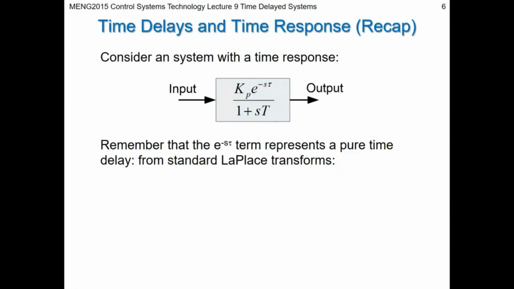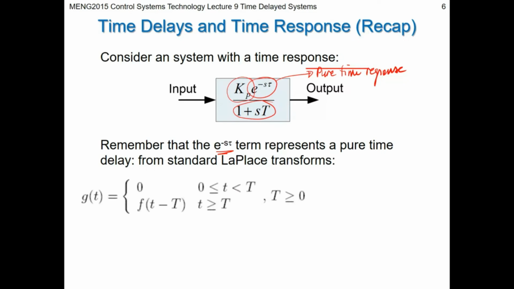So let's think about a time delay system generically. So we have here a system with an input on the left side going through our block, and our block now has three components. It has a proportional gain, a first order lag, and now we also have our pure time response, which we factored into our transfer function in this block. Right, and we said that the e to the minus s tau term represents this pure time delay, and this is where it comes from. This is just again a reminder.